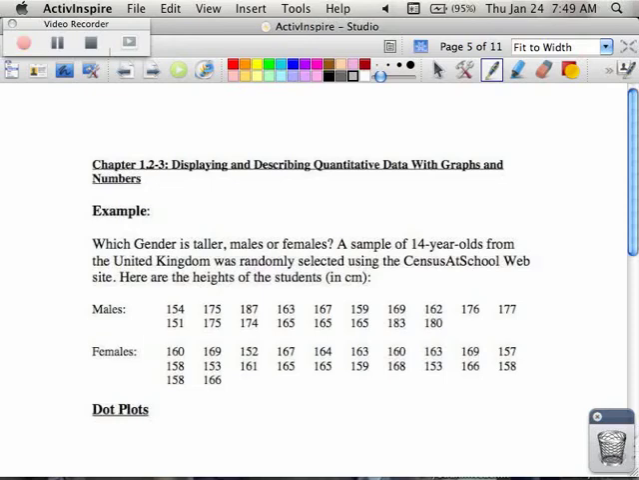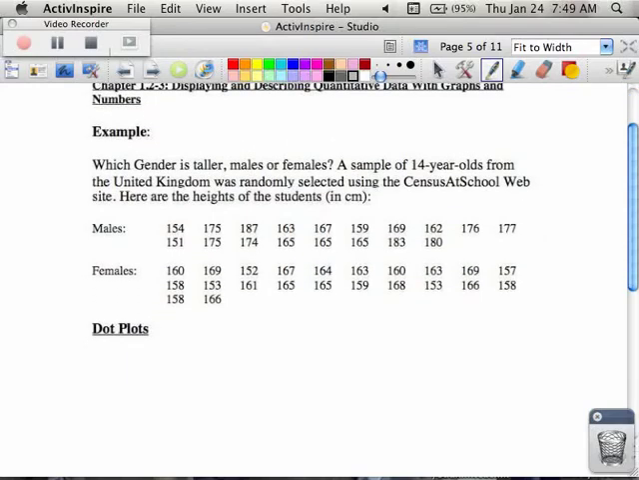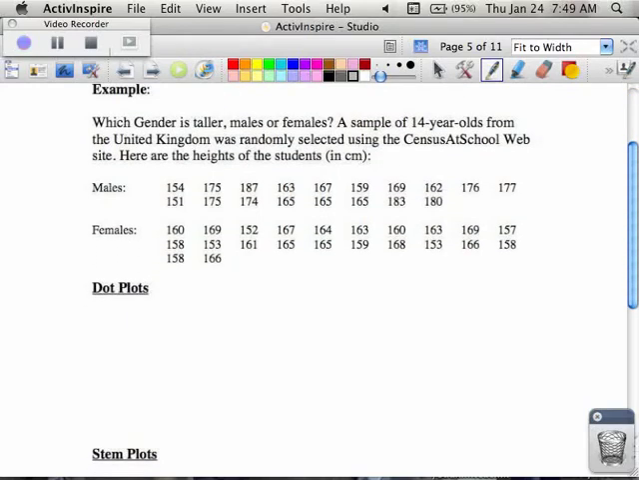So one of the first ways that you can display data is with a dot plot. Here's an example, and we want to figure out which gender is taller, males or females. Here's a sample of 14-year-olds from the UK that was randomly selected.